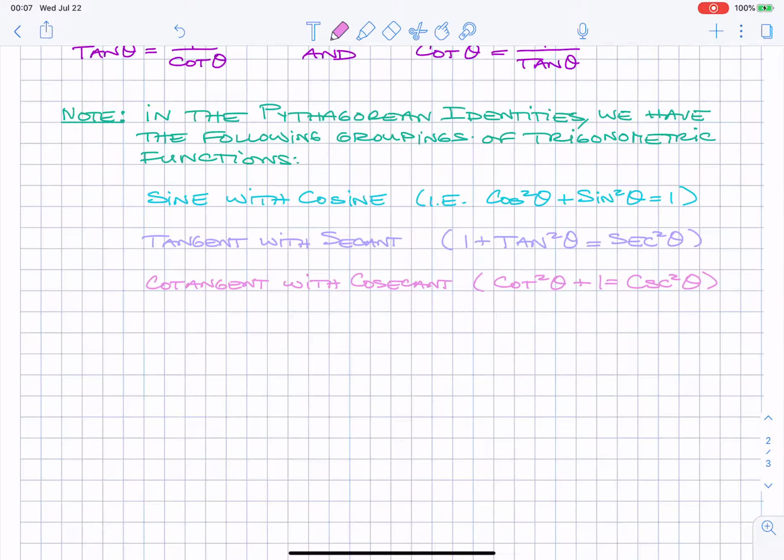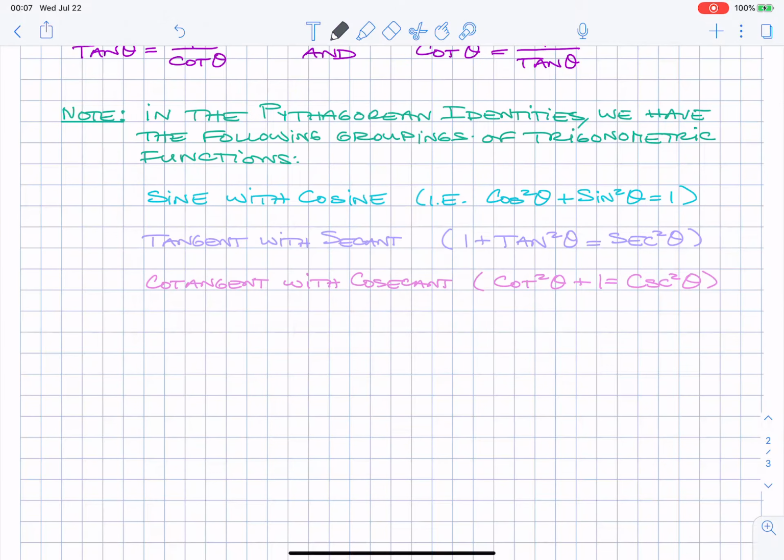Okay, and that'll come into play. These groupings, it's good to know that the identities, sine with cosine, those are the two main x and y coordinates. Tangent with secant, okay, we just kind of have to accept that for now. But what's nice is cotangent goes with cosecant. So the co's go together and the tangents and secants go together. Okay, so don't worry, we'll come back to that.